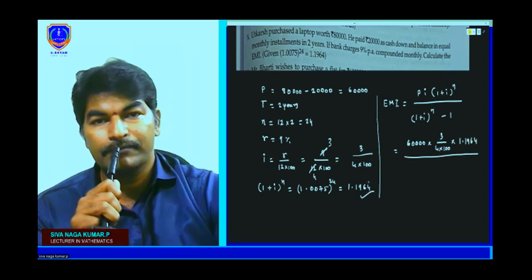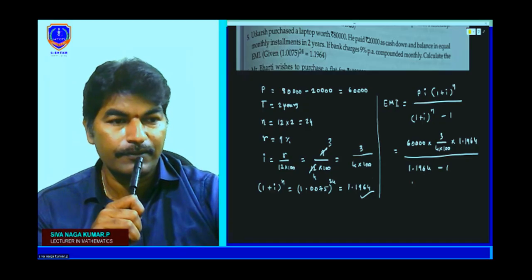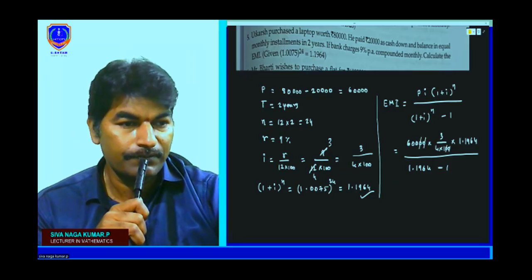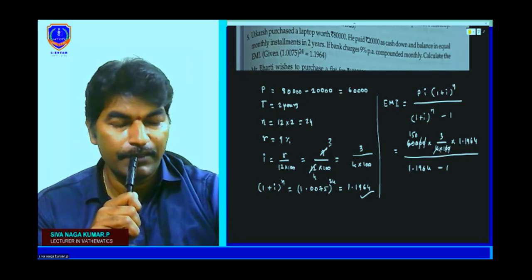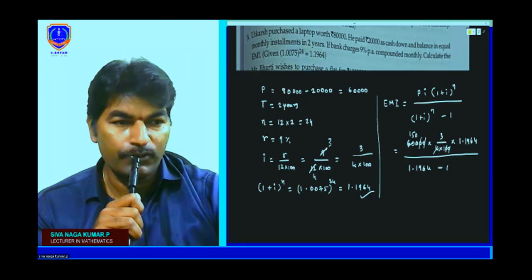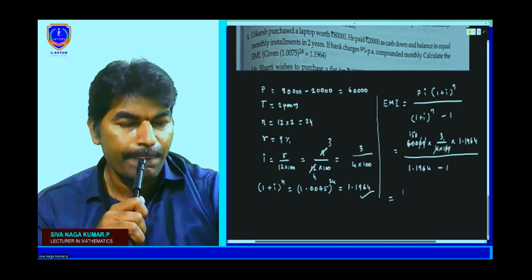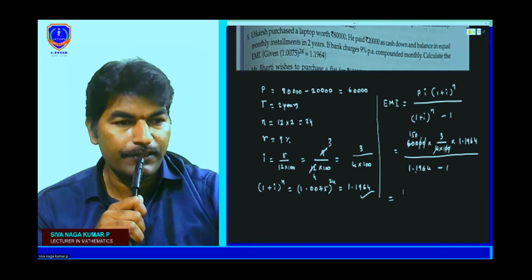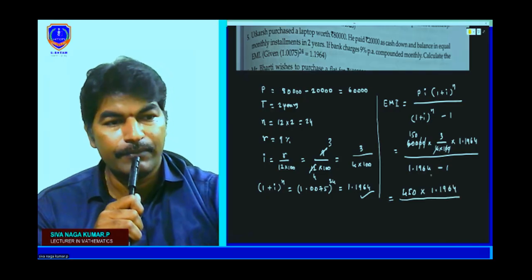Here, this one, divided by 1.1964 minus 1. First, we will cancel these zeros. And also, you can cancel 4 15s are 60. So 150 times it is getting cancelled, and this denominator completely vanishes. That is the important thing you should consider in the calculations. So now what is left? You can multiply 3 150s. 3 150s are 450, right? So 450 multiplied by 1.1964, whole divided by 0.1964.